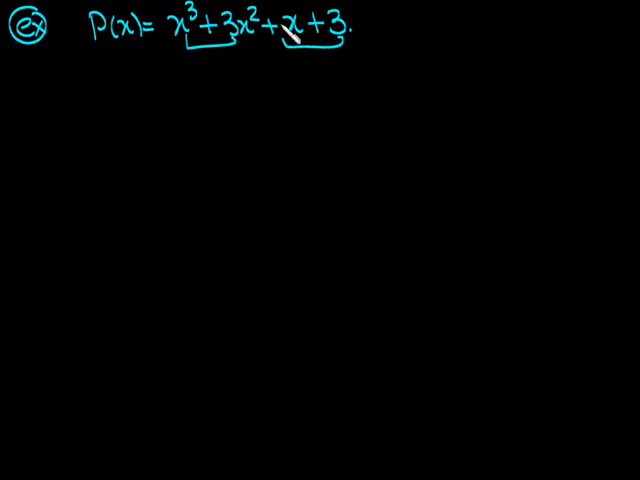Okay, let's say I have p of x is equal to x cubed plus 3x squared plus x plus 3. Now this one I can easily solve by factoring. You can clearly see that. So it's not a very good problem to use this method on, because I have 4 terms I can group, and I can solve this very easily by factoring. So let me pick a different example.